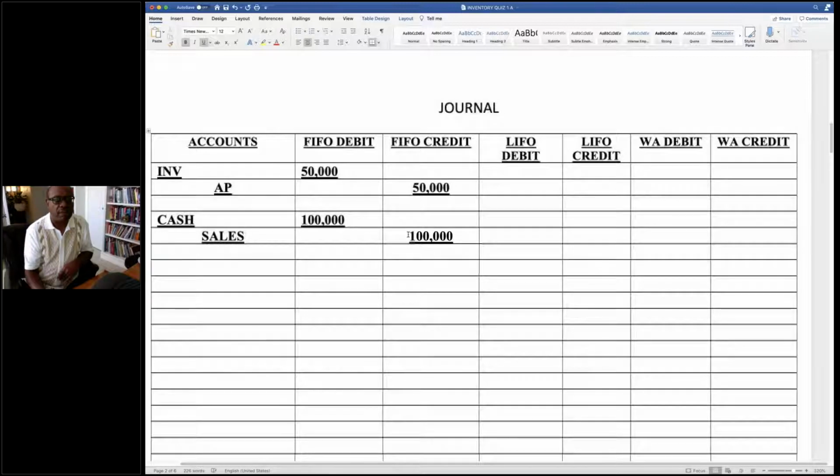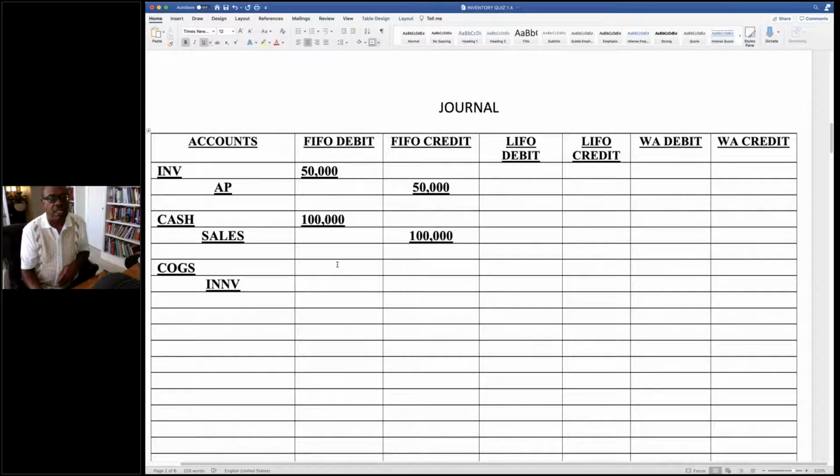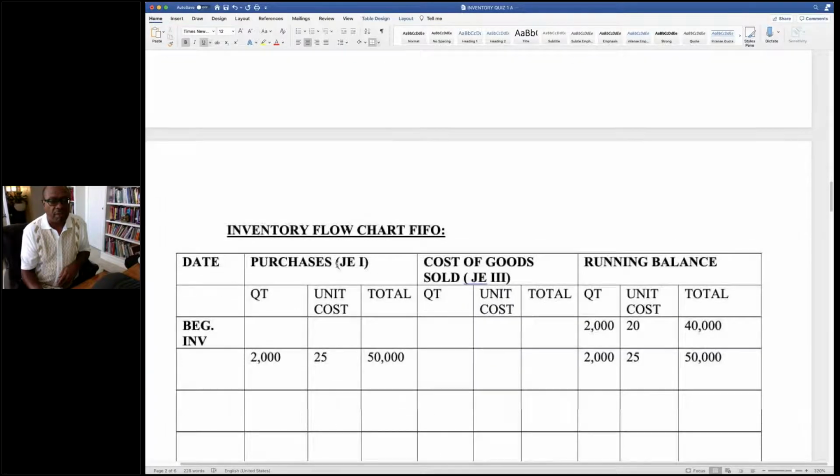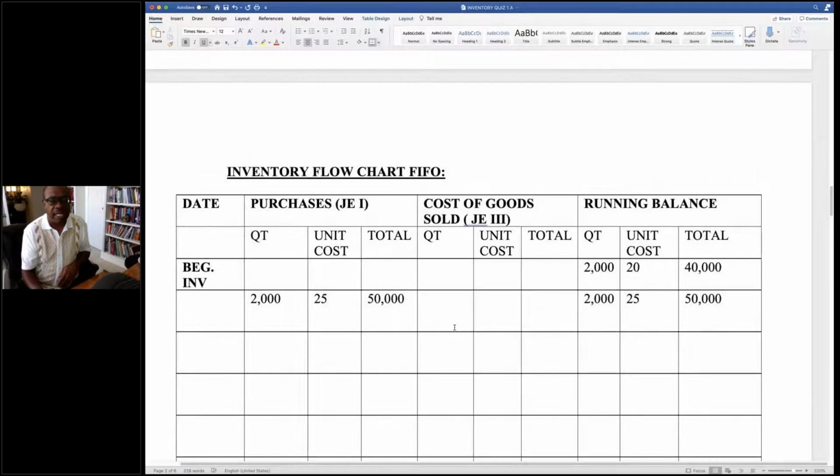Okay. So we come down to the inventory, and we've got to do the cost of goods sold and inventory. So we need cost of goods sold and inventory. So we'll go to our inventory chart, right? How many did we sell? We sold 1,000, and the unit cost was $20 since this is the FIFO method. And that's $20,000.